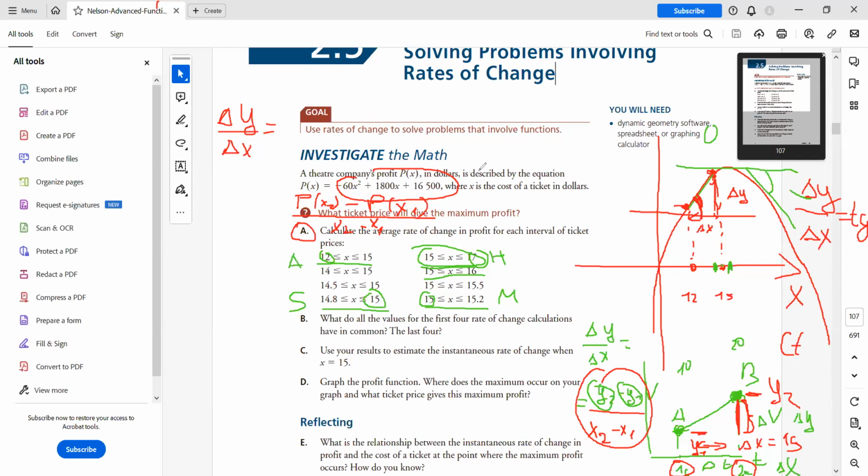So basically what we're going to see here is that when this function has x equals 15, or basically the price for a ticket is going to be $15 per ticket, our function reaches its local maximum, right? You see this parabola is upside down.